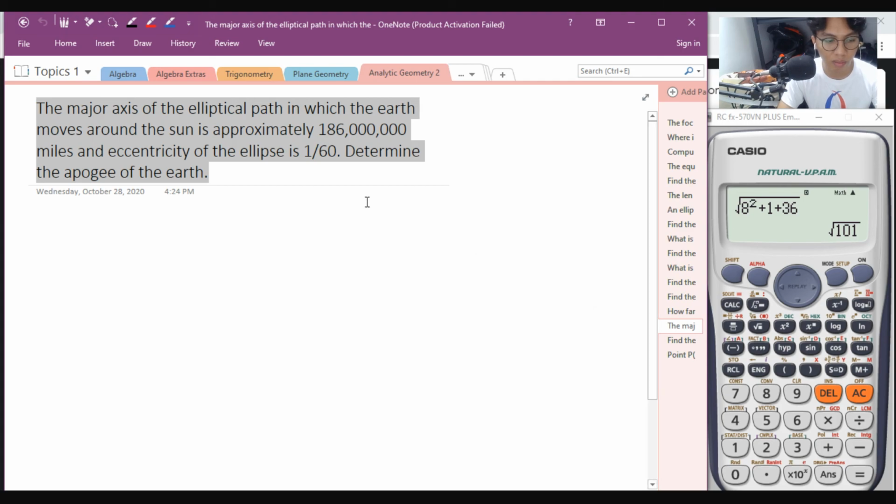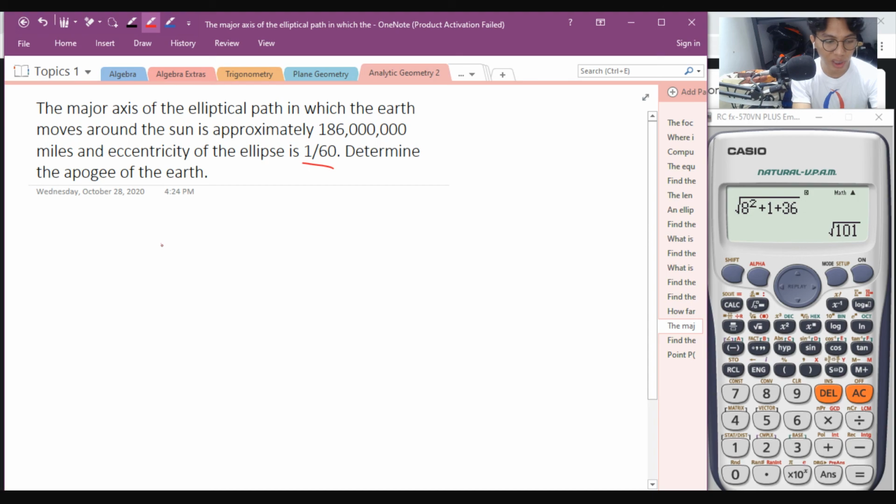Okay. Ito na lang, si Earth na lang. Mas gusto ko to. Last problem. The major axis of the elliptical path in which the Earth moves around the Sun is approximately 186 million miles, and eccentricity of the ellipse is 1/60. Determine the apogee of the Earth. Apogee and perigee.